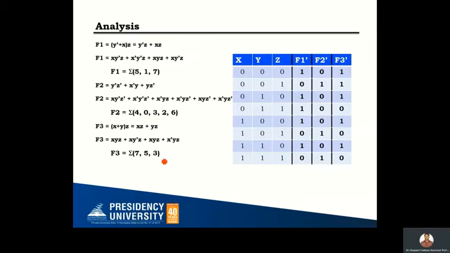So now what am I going to do? I am going to combine 5, 1, 7 outputs to an AND gate, and I am going to get the output as F1. Similarly, 4, 0, 3, 2, 6, I am going to combine through AND gates, and finally I am going to get the output for F2, similarly F3.